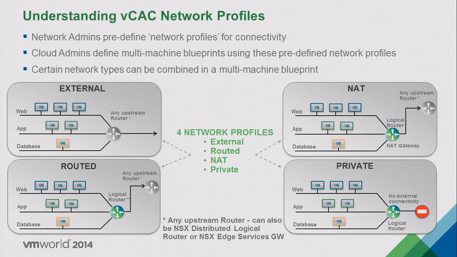Probably my final point here is that these networks are not mutually exclusive either. So we can combine, for example, routed and private or NAT and private networks in the same blueprint. So this might be a case where we want our web tier to be accessible remotely, but our app and database tiers only need to be accessible to the web tier. So the integration is flexible in that regard.